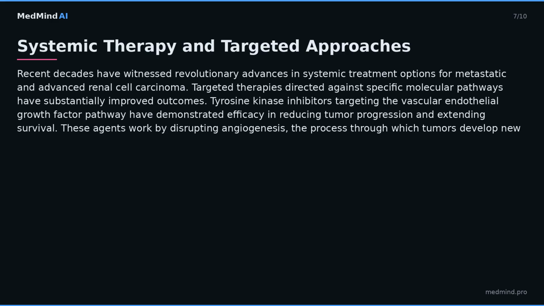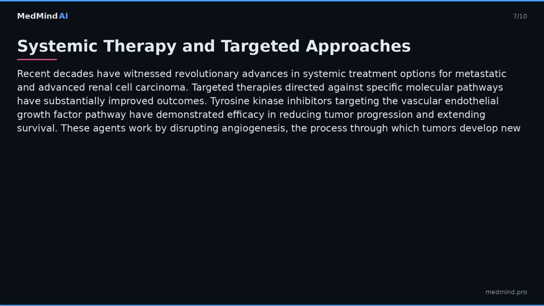Systemic therapy and targeted approaches. Recent decades have witnessed revolutionary advances in systemic treatment options for metastatic and advanced renal cell carcinoma. Targeted therapies directed against specific molecular pathways have substantially improved outcomes. Tyrosine kinase inhibitors targeting the vascular endothelial growth factor pathway have demonstrated efficacy in reducing tumor progression and extending survival.